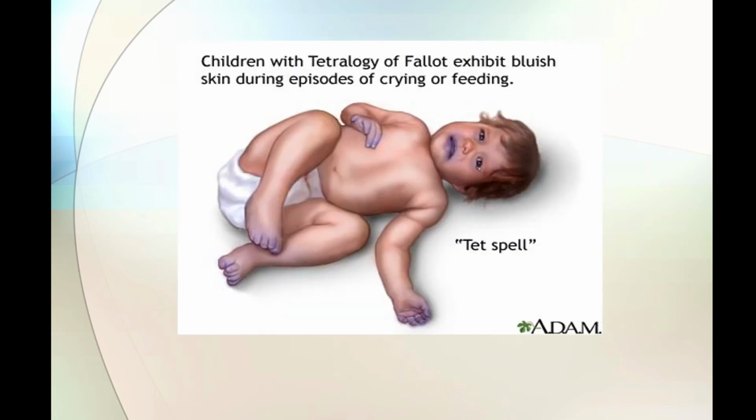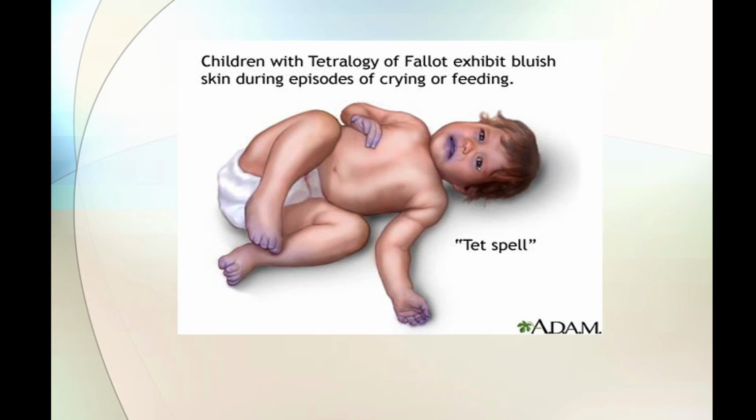Okay, let's go back to the picture of the child. So with this particular problem, they have something called a TET spell, and the child will have blue skin during crying or feeding. And you need to be very specific as to what you do about this. The greater the obstruction, the more cyanotic this child will be. Normally they will have low O2 saturations. You'll usually see a sign on the monitor. I'm okay at 75%. I'm good at 80%. I'm okay at 65%. Whatever they're okay at, the sign will be there.